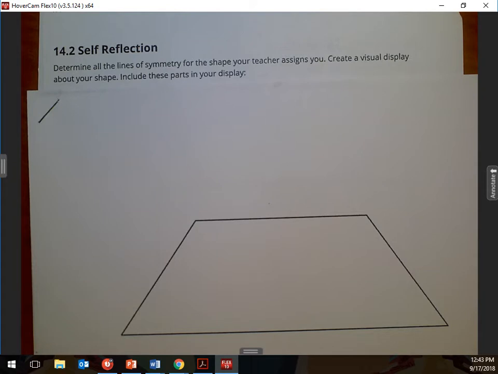Definition of your shape. What's the definition of it? Go on page 12. There should be definitions of everything.